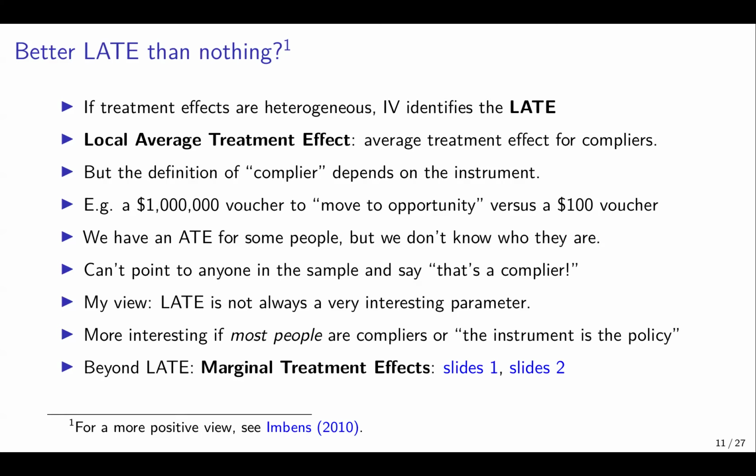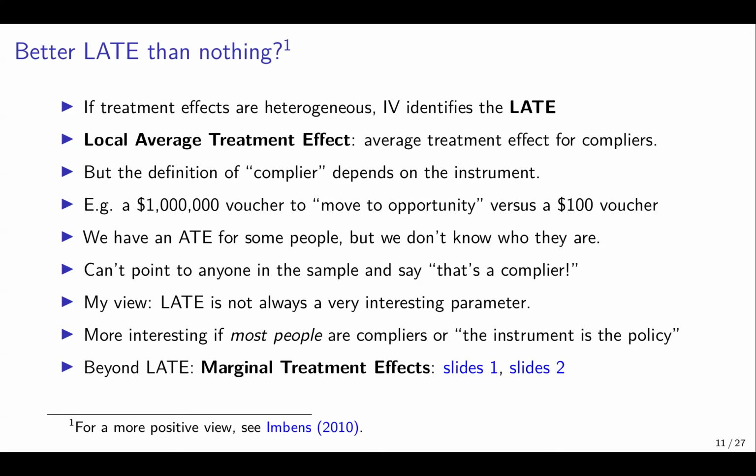So imagine an instrument that can only shift a tiny, tiny group of people from being untreated to being treated. And imagine that the sort of people who respond to that particular instrument are highly unusual in some way. Well, how excited would you be to know that you've learned a genuine causal effect for a tiny sliver of the population who are in no way representative of anybody else? You might not be that excited about it. On the other hand, if most people are compliers, or if the particular kind of inducement to take the treatment is in some way directly relevant to some policy questions we have, then the LATE might be very interesting.